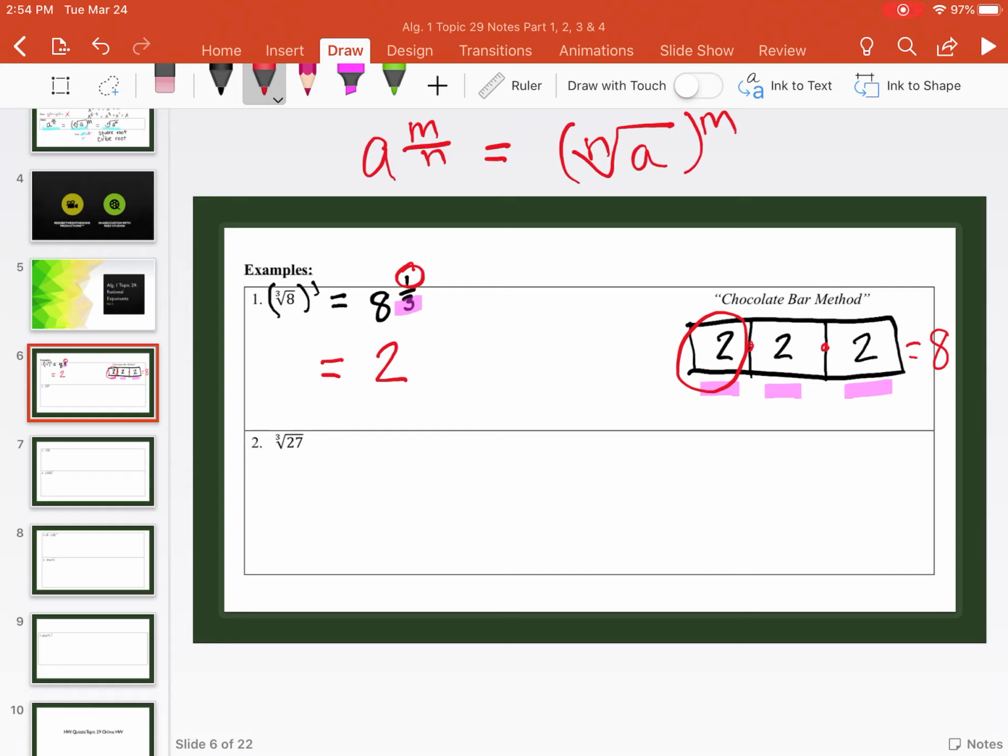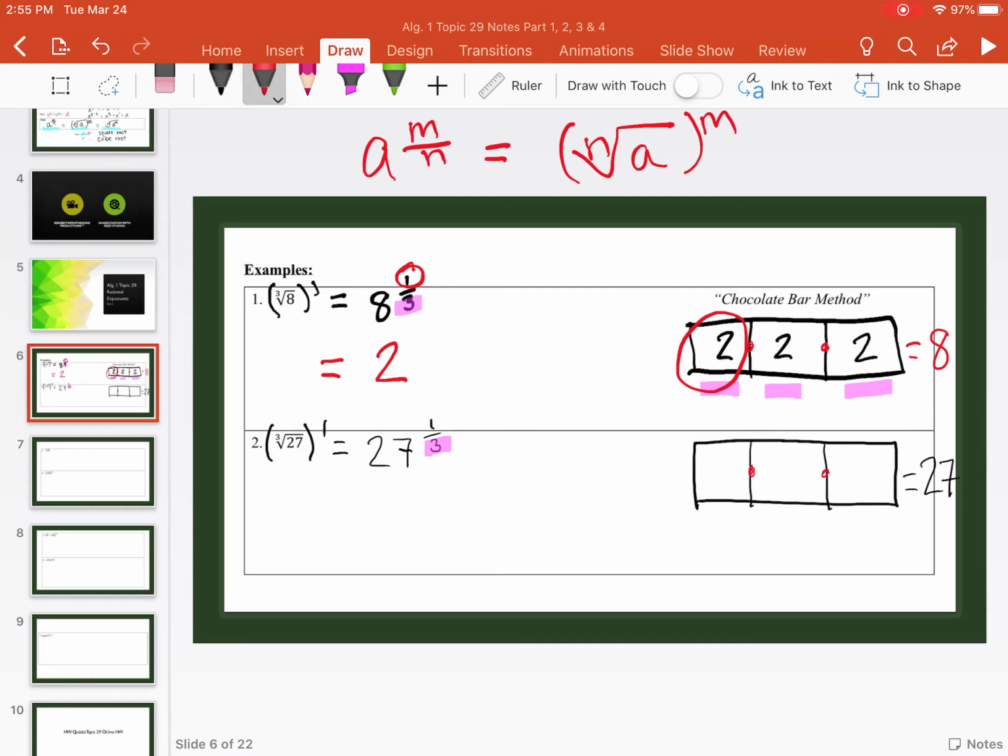So now we can move on to the next example. The third root of 27, the cube root of 27. Well, we know that this is automatically raised to the first power because we don't see an exponent there. So we can rewrite this as 27 to the 1/3 power. Now, if we get our chocolate bar, we have 3 sections. So I'm going to divide this into 1, 2, 3. And the product is going to be 27.